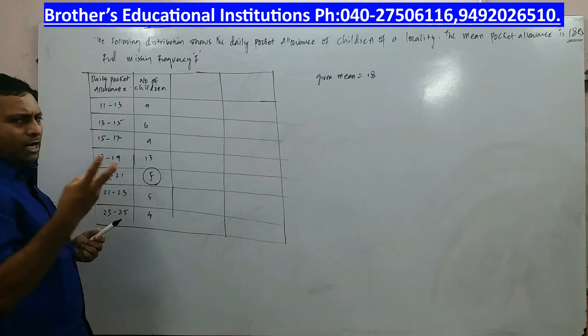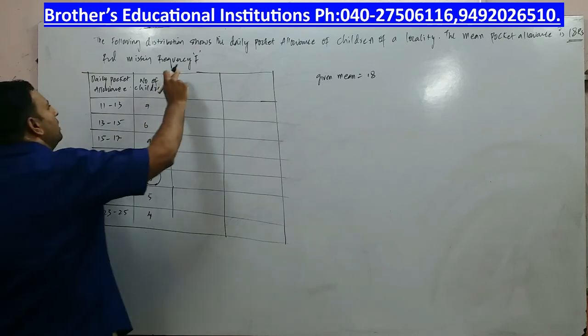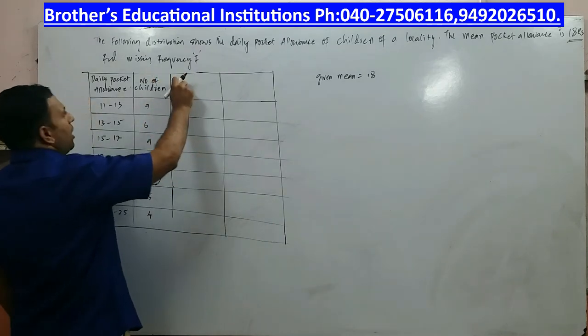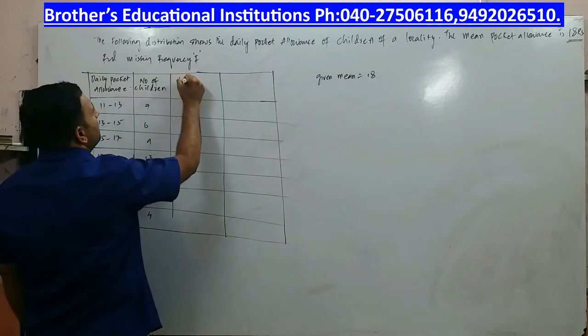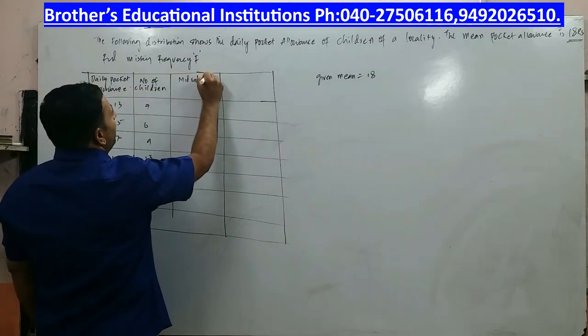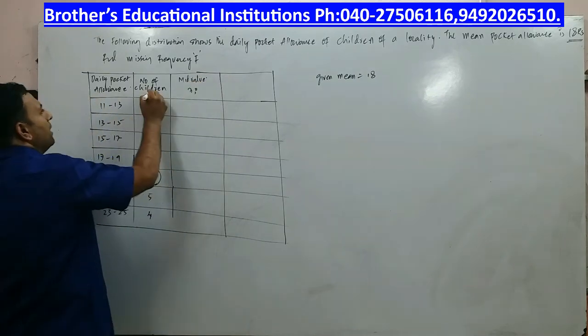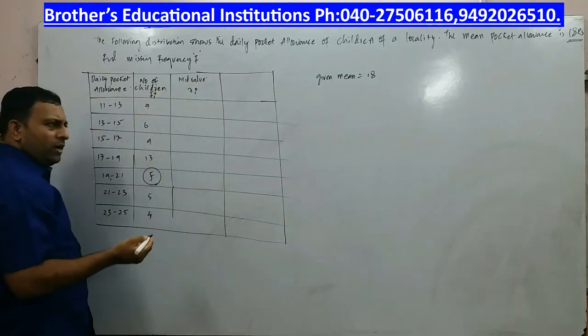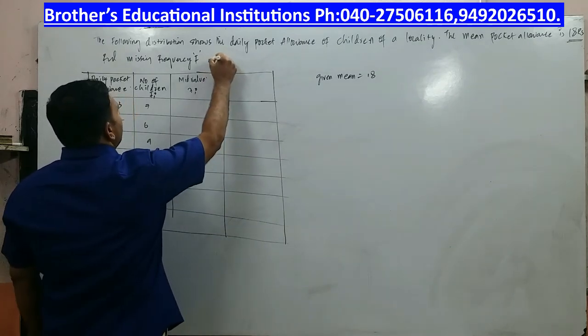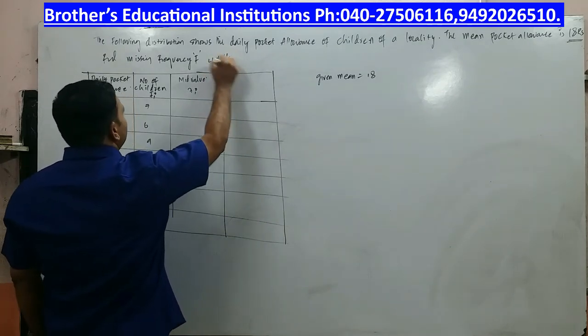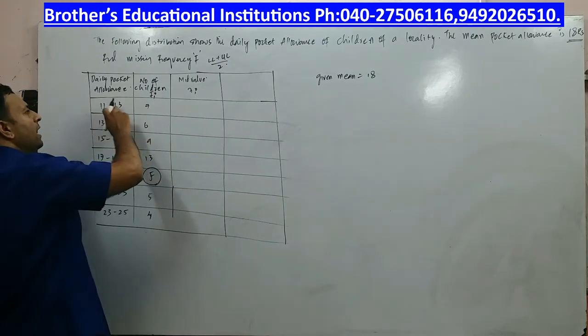In the direct method, there are two columns which are important for any student. These two things will be given to you. You have to take the first column as mid value, and mid value is denoted by xi. Number of children is nothing but frequency, called fi. How do you calculate mid value? Lower limit plus upper limit by 2. So lower limit is 11, upper limit is 13.